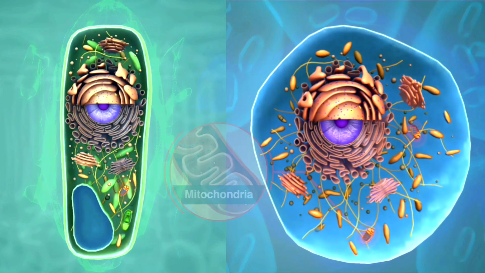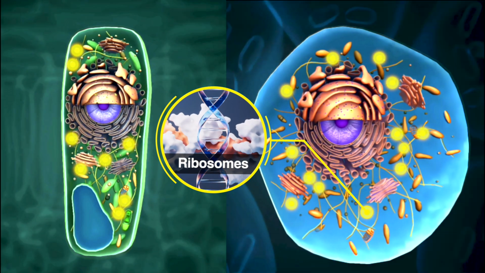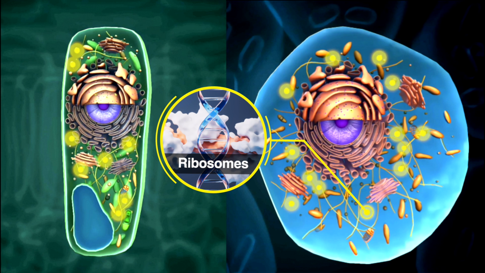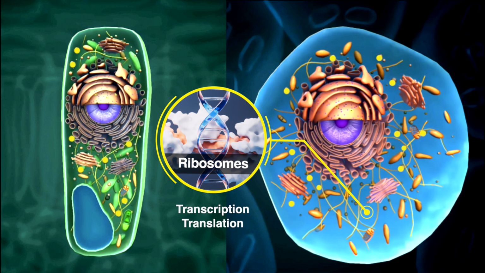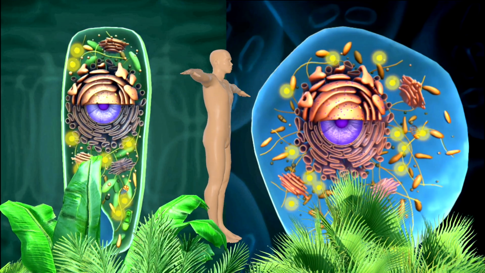Lastly, both cells contain numerous ribosomes where protein synthesis takes place. In this complex process, the cell uses its DNA to produce proteins through two steps: transcription and translation. These proteins are vital for a wide range of functions within the body and plants.